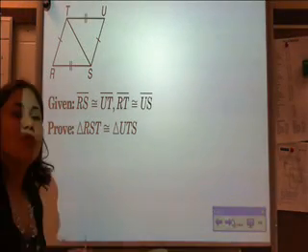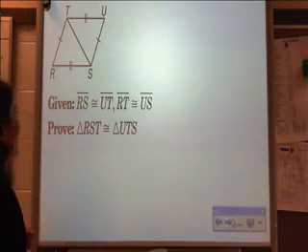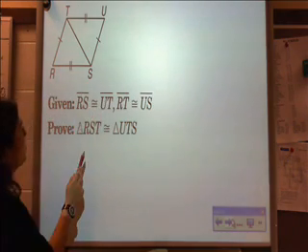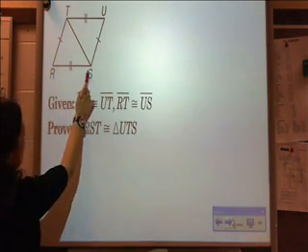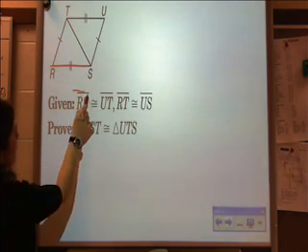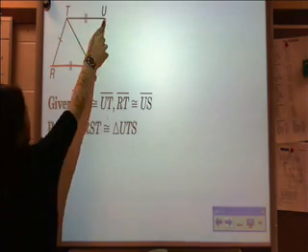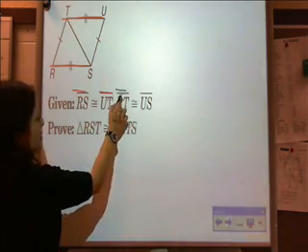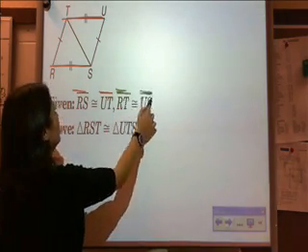All right, a proof, yay. Okay, given that RS is congruent to UT. So RS is congruent to UT, and RT is congruent to US.